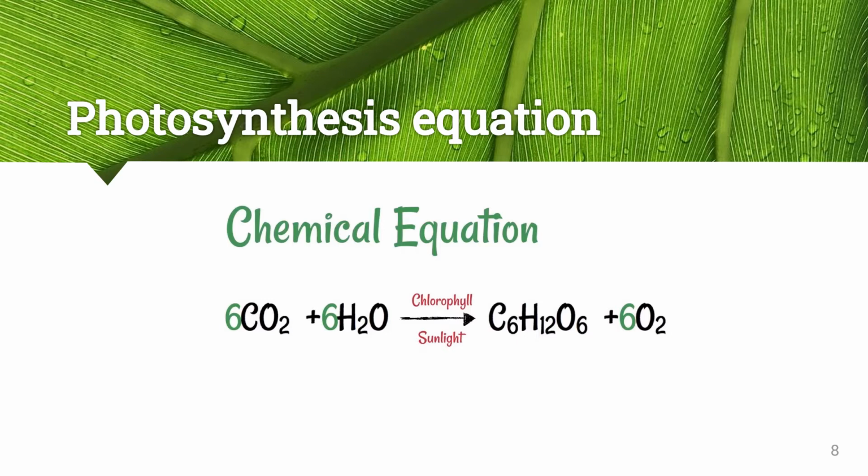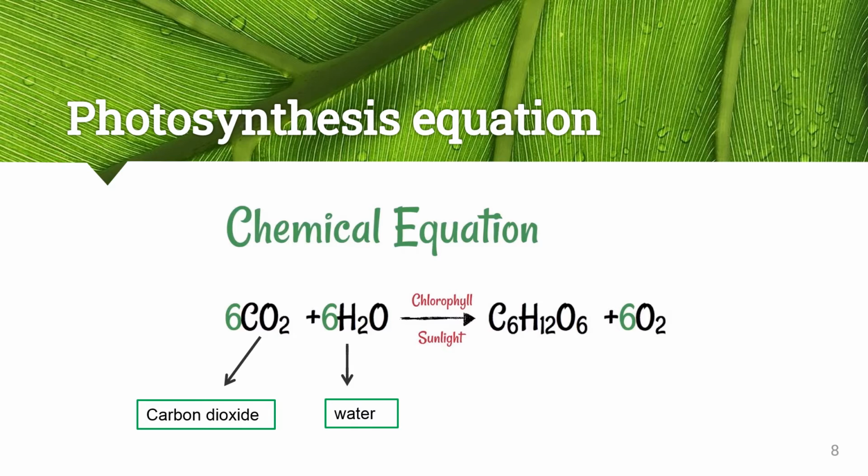Let us analyze the photosynthesis equation. As you can see, we have 6CO2 plus 6H2O, and it will yield C6H12O6 and 6O2. Let us identify one by one the components of this chemical equation. CO2 stands for carbon dioxide. This usually comes from humans and animals. On the other hand, H2O stands for water. This comes from the air and soil.